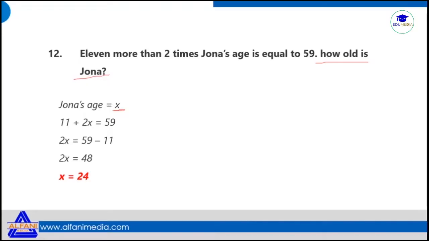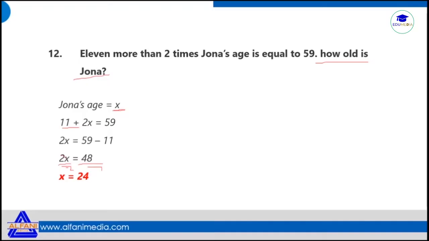The statement said 11 more than 2 times Jonah's age is equal to 59. So 11 more than means it should be increased. 11 more than 2 times Jonah's age, and Jonah's age is x. So 11 plus 2x equals 59. When we take our 11 across, we have 59 minus 11, so 2x equals 48. Dividing through by 2, we have x equals 24.